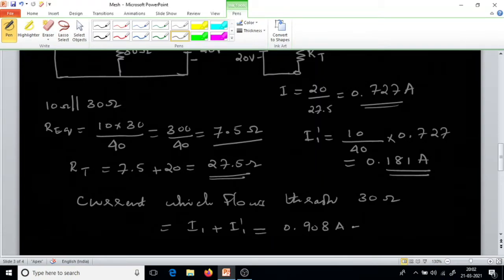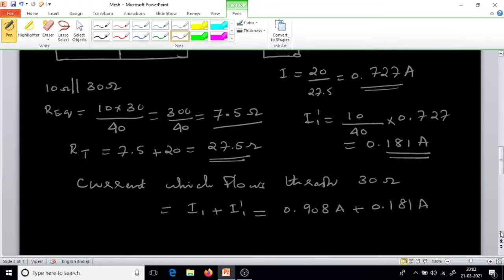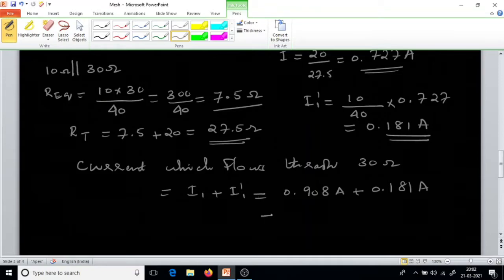So 0.908 amps plus 0.181 amps. What will be the total value? Let me check. 0.908 plus 0.181 equals 1.089. 1.089 amps we are getting. So this is the answer by using the superposition theorem.